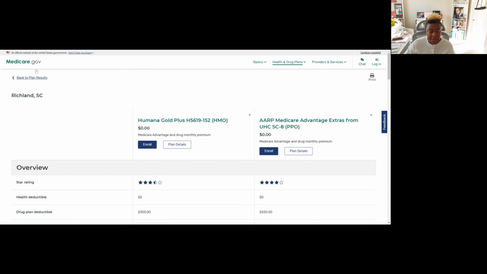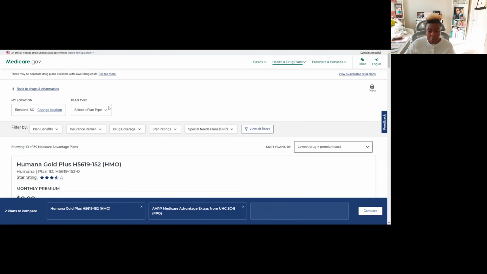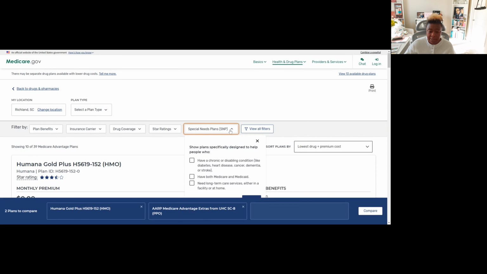Remember, our person has diabetes, and so there are plans known as special needs plans, and they're ones for people who have a chronic or disabling condition, like diabetes, heart disease, cancer, dementia, or stroke. That is called a CSNP, so it's a chronic special needs plan. If this person had both Medicare and Medicaid, that is called a DSNP, so it's a dual eligible special needs plan, meaning they have Medicare and Medicaid. Or if they are in a long-term care facility, that is called an ISNP, so it's an institutional special needs plan.